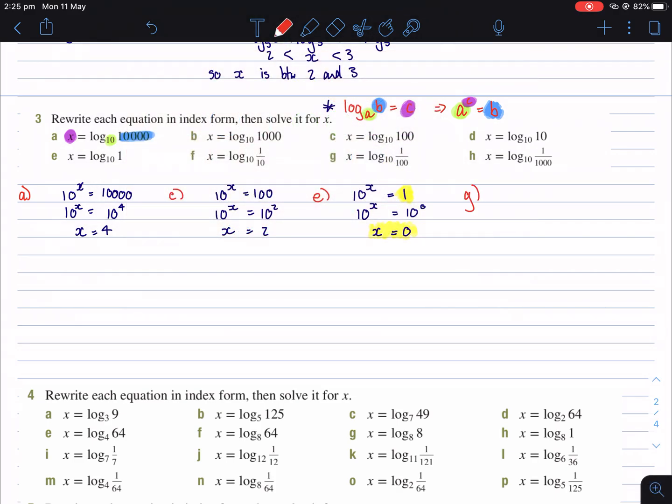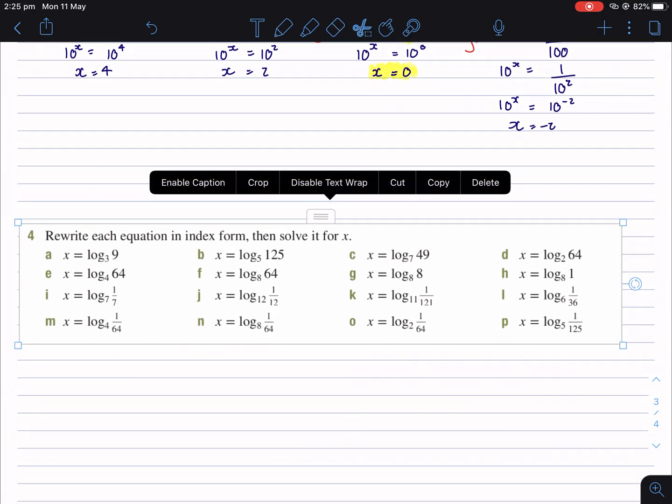F, G. So we've got, well, this one's a bit harder. We've got x equals log base 10 of 1 on 100. So we've got 10 to the x equals 1 on 100. Now this is 10 to the x equals, well, 100 is 10 squared, isn't it? And if I want that not as a fraction, that would be 10 to the minus 2, wouldn't it? So x equals negative 2. Hopefully you're almost at a point where you can go from that and see those straight away, because it's very useful to be able to do that in your head.